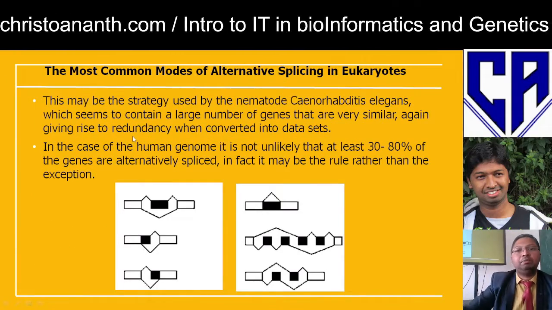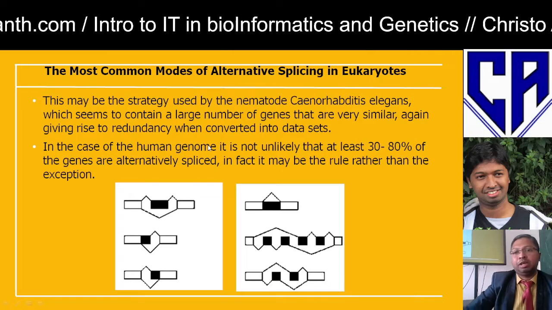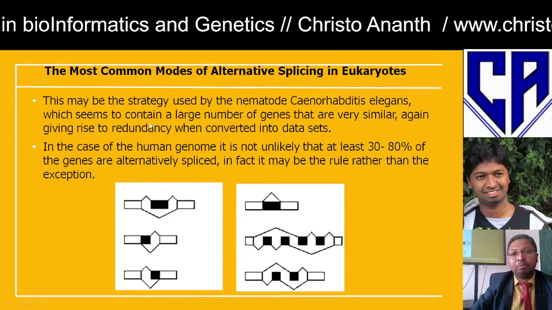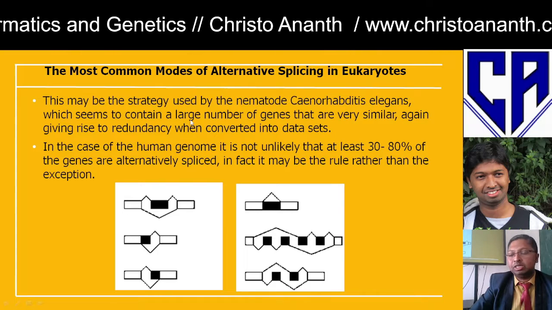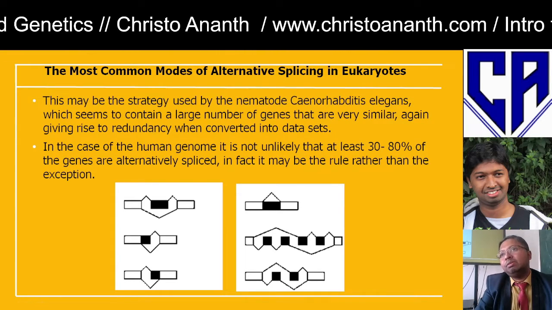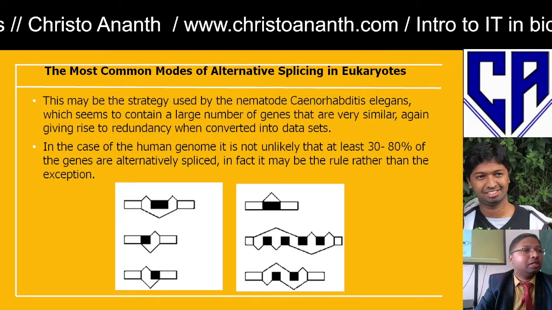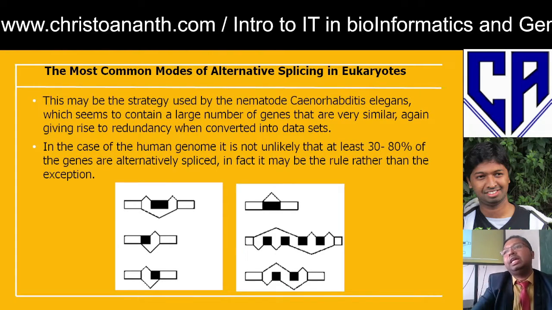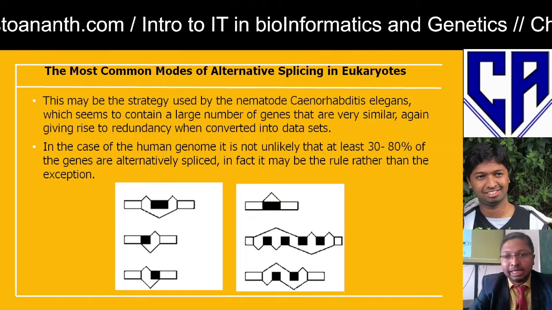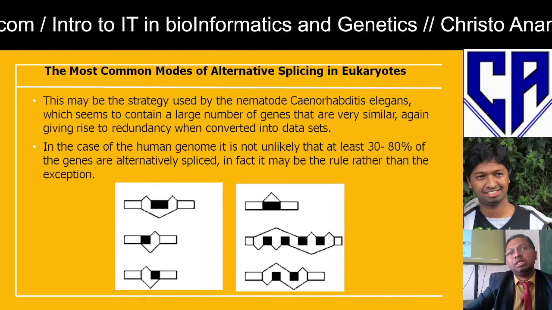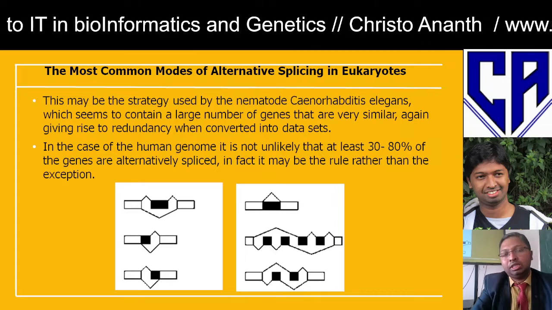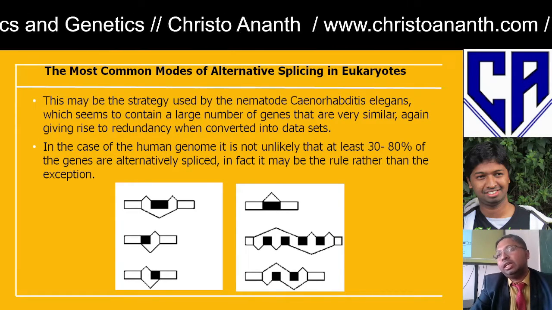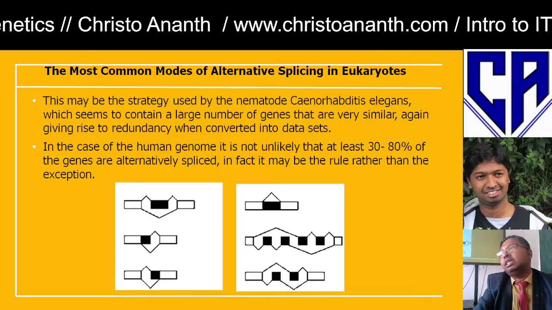So this is the example of alternative splicing in the eukaryotes. Here we will have a large number of genes which are very similar. The characteristics will be very similar, but definitely we will have better reliability in the data collection procedures. Since we are able to collect the information reliably, these can be converted into data sets and stored in the databases.